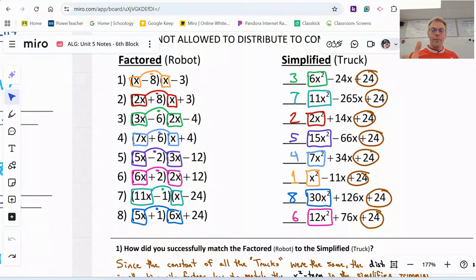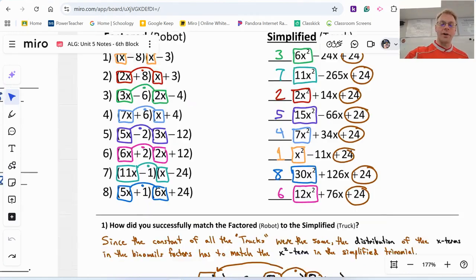But hopefully what we remember is that we were able to match the factored quadratic robots with the simplified quadratic trucks by comparing the distribution of the variable terms in the binomials, so x times x, 2x times x, 3x times 2x, with the leading term of our simplified quadratics. And the conclusion we came to was that the multiplication, the distribution of the variable terms of the factors over here will always equal the leading term, the first term, the x squared term of our simplified quadratic truck.